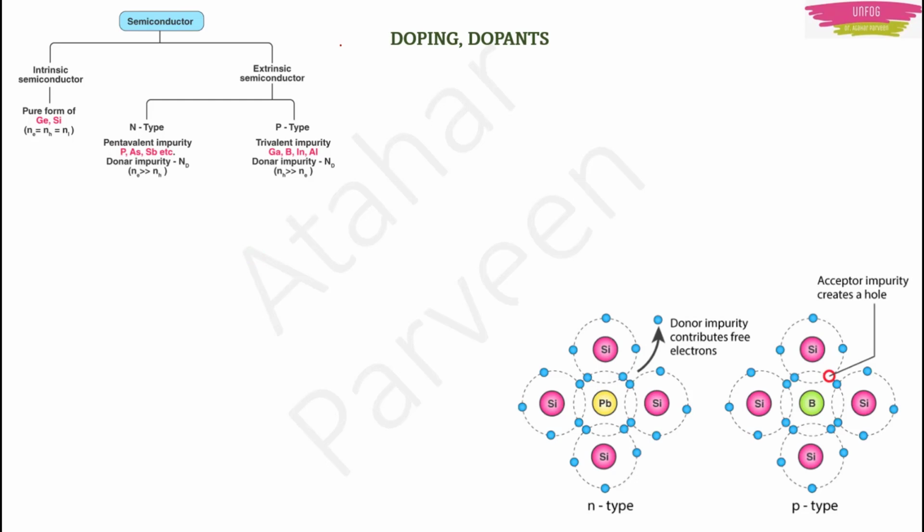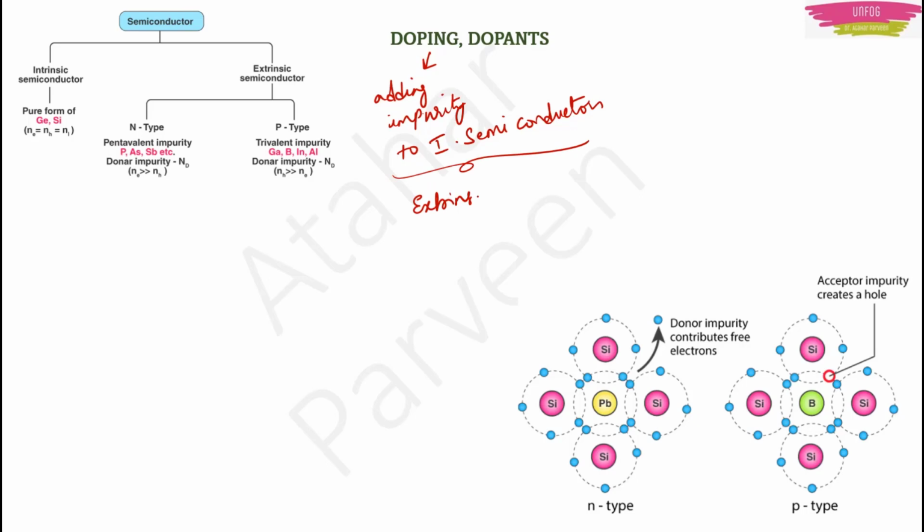And those impurities which are added are called dopants. Okay, you can say that doping means adding impurity to intrinsic semiconductors. Now the result of these are extrinsic semiconductors. Dopants means those impurities which are being added to make them extrinsic semiconductors. Now for this also a few rules are there. Simply you cannot take something and add it.